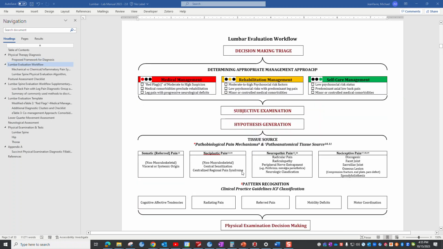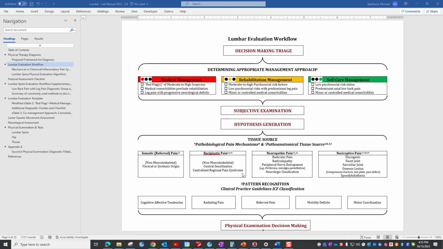Next is the lumbar evaluation workflow. And this has been one that has been ongoing for me in its evolution and its development. So I imagine that it may continue to evolve as more information becomes available over the coming years. But it is my current mental framework, and one that I would encourage you to at least adopt or integrate into your own mental framework that you're currently utilizing within your clinical practice.